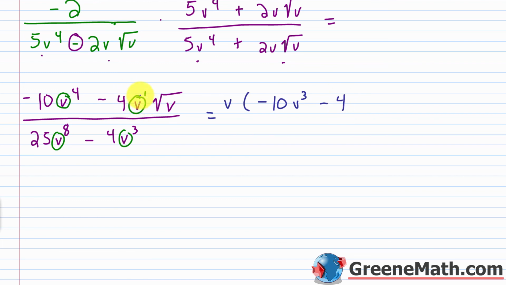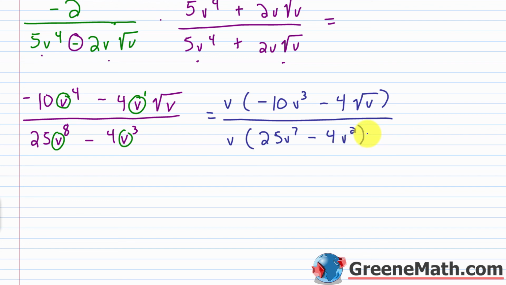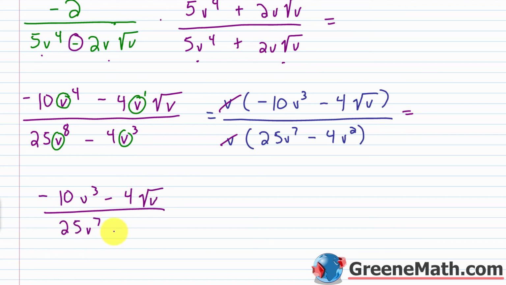It's just v to the first power, so that's gone, times square root of v. And then over, for this guy, if I factor out a v, I'll have 25v to the 7th power minus 4v squared. Now, I can cancel this v with this v, and now my simplified answer is going to be negative 10v cubed minus 4 times square root of v over 25v to the 7th power minus 4v squared.